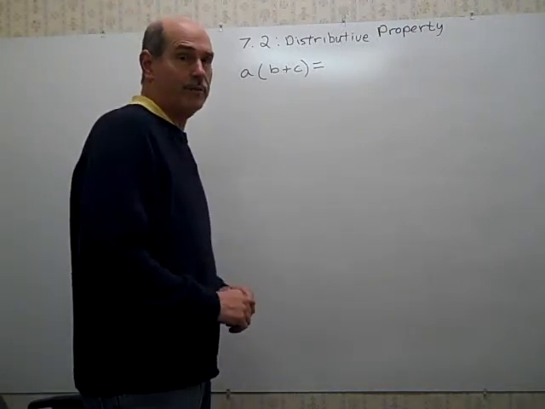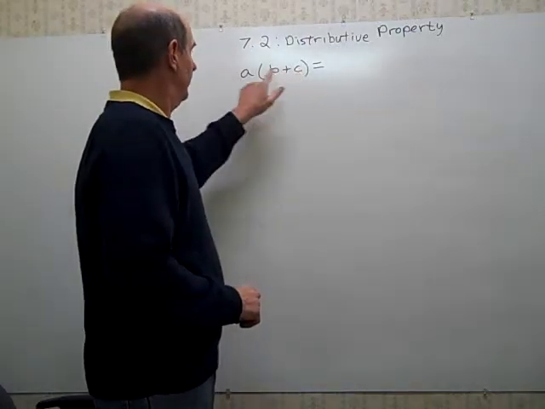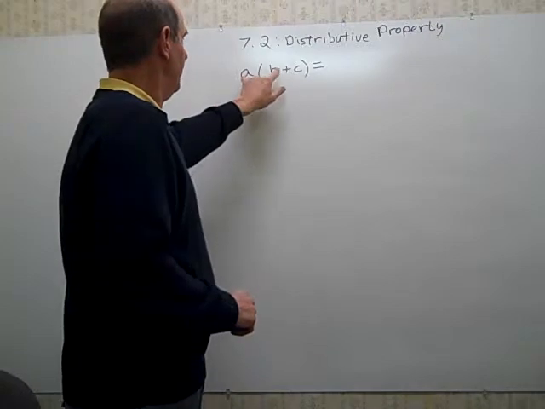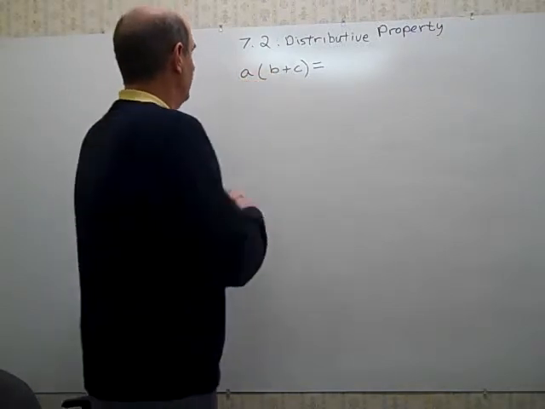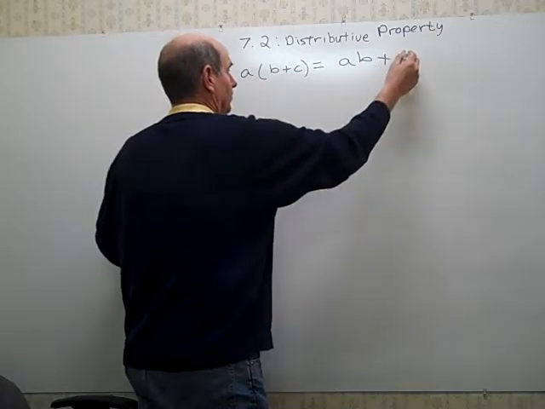The algebraic definition of the distributive property is that if you have two things that are being added and they're multiplied by another single factor, you can multiply them separately by this factor, let it be a. So you can do a times b and add that to the product of a times c.